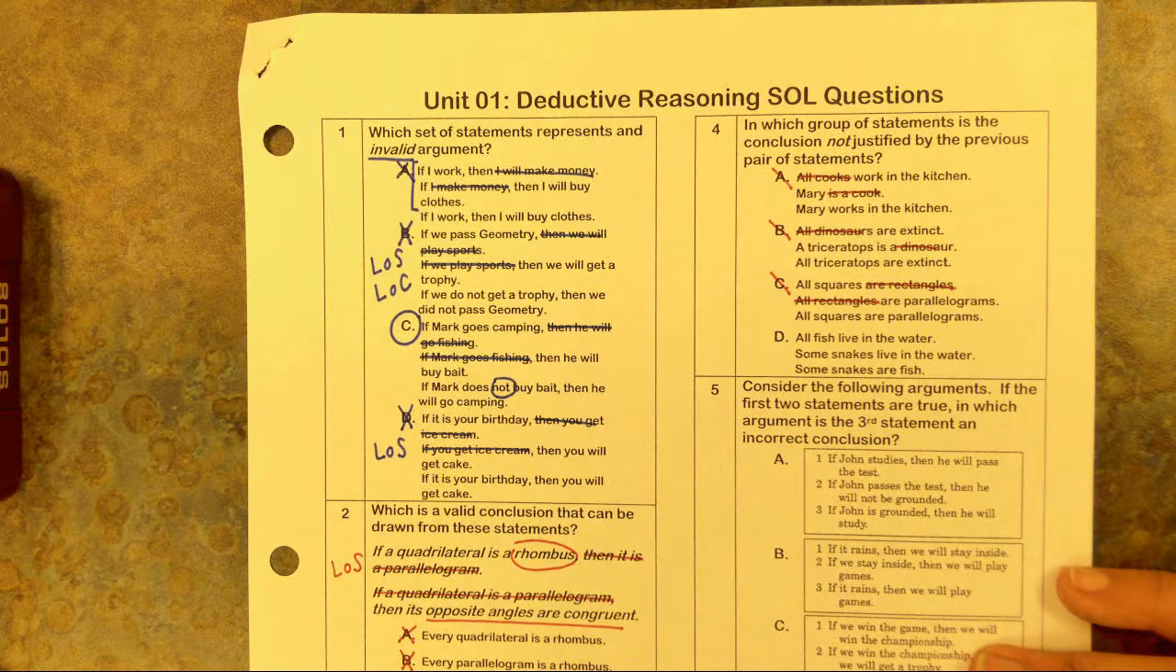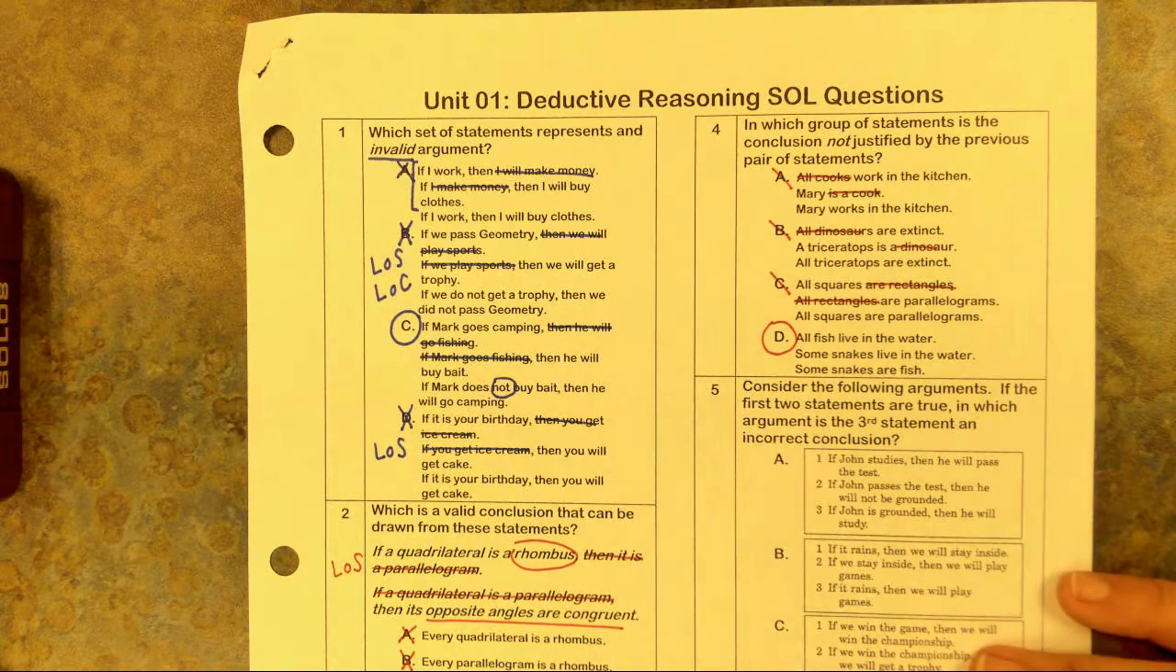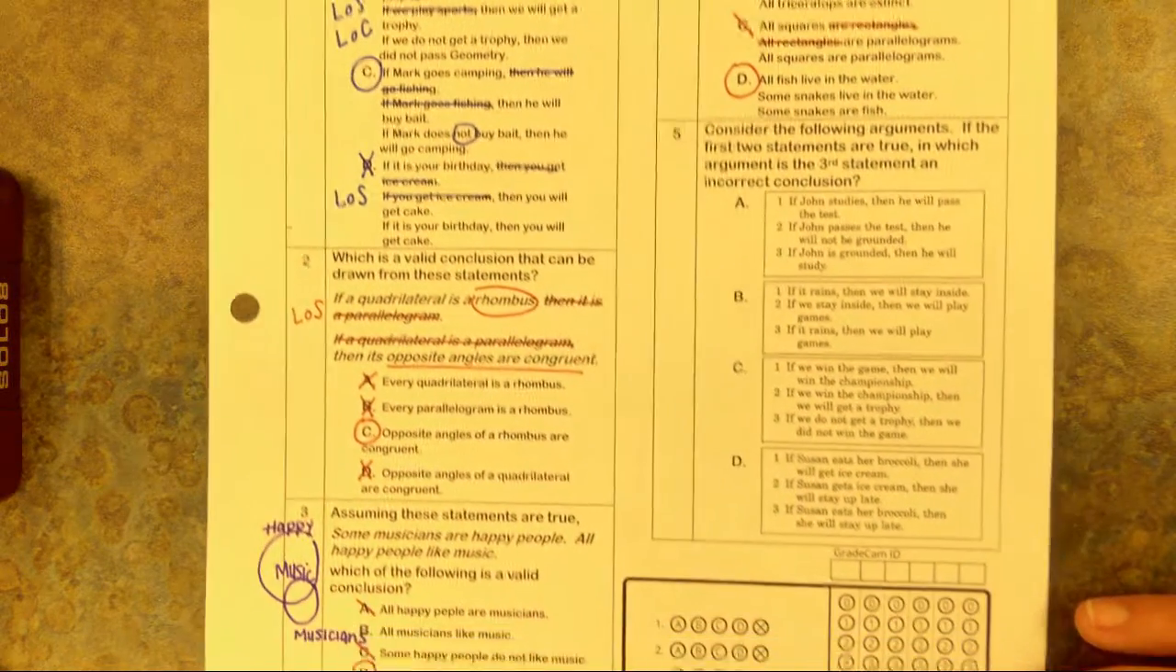Now usually the ones where you see the word "some" are going to be not justified, but let's go ahead and take a look. It says all fish live in the water, some snakes live in the water, some snakes are fish. That's not necessarily going to be true because snakes, we know, aren't fish. But just because they live in the water or do not live in the water doesn't change the type of species that they are. So this is not a justified statement based off the 2 previous statements.